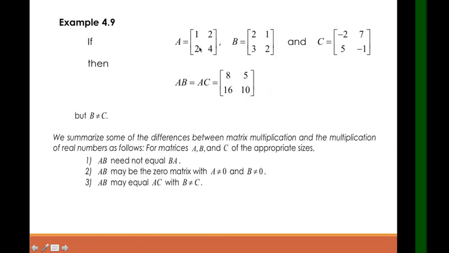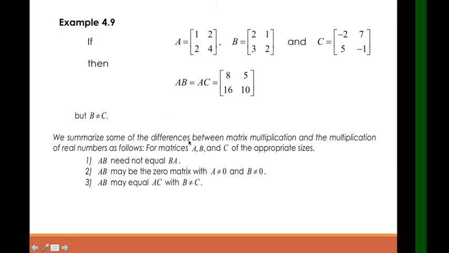So we have A equals quantity 1, 2, 2, 4. B is equal to quantity 2, 1, 3, 2. And C is equal to quantity negative 2, 7, 5, negative 1. Then AB is equal to AC is equal to 8, 5, 16, and 10. So AB, if you multiply A and B, you will get 8, 5, 16, and 10. If you multiply A and C, you will also get 8, 5, 16, and 10. But B is not equal to C.